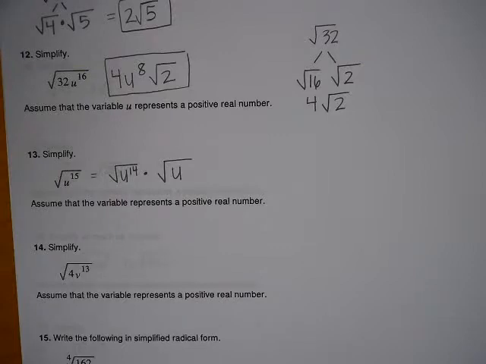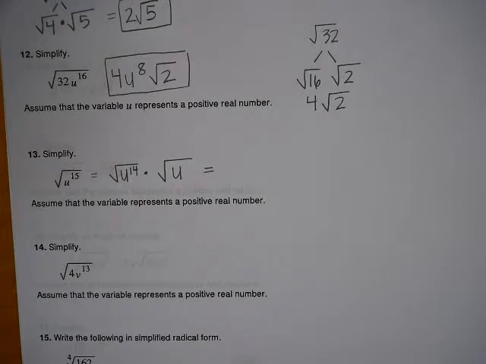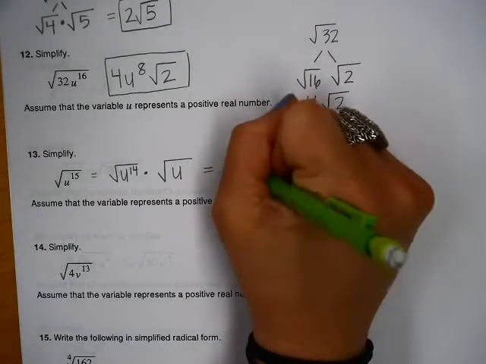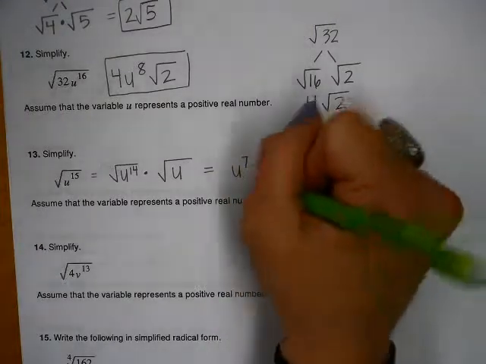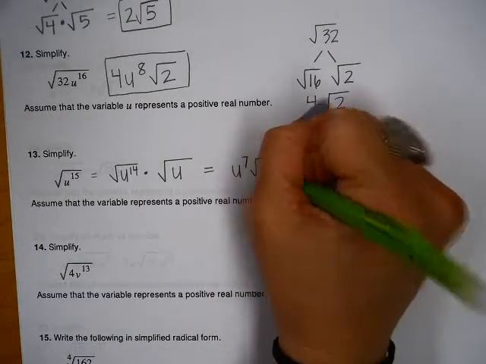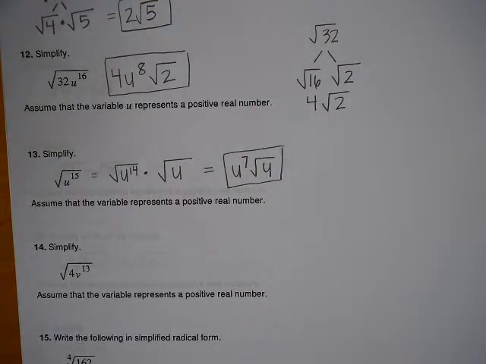And then do like what you've normally been doing. Power over root. What is 14 over 2? 7. So this will be u to the 7th. And then what about your second radical? What have we been doing? Whatever's under the second radical, we just bring it down, right? Or bring it over. So your final answer is u to the 7th times the square root of u.